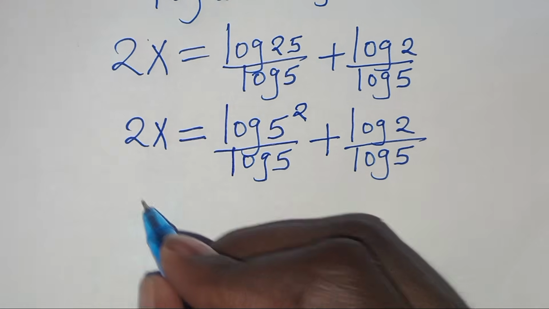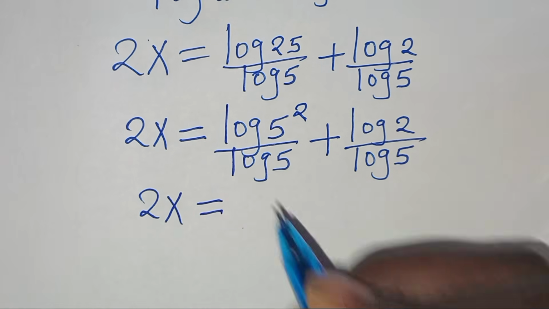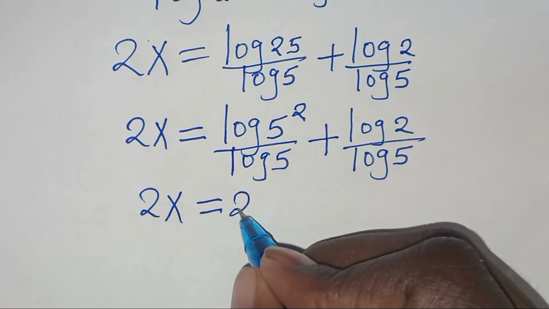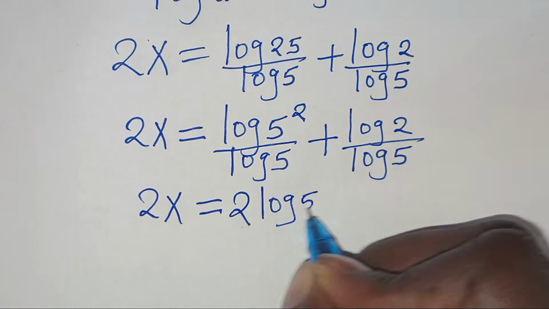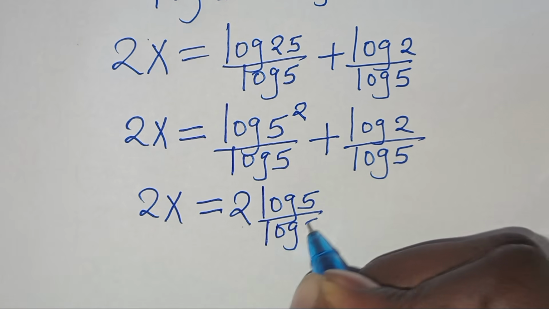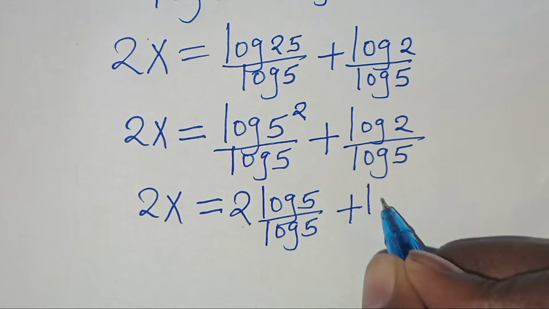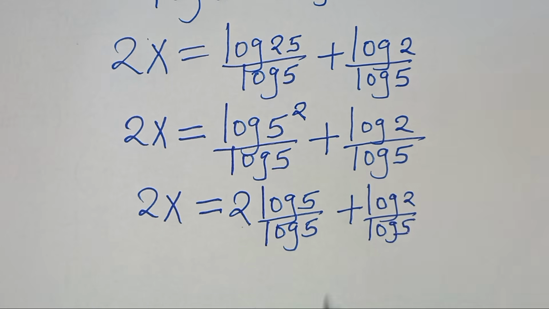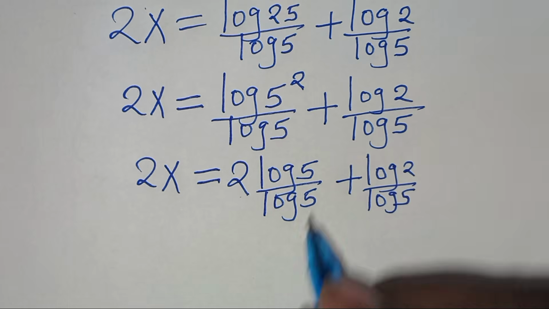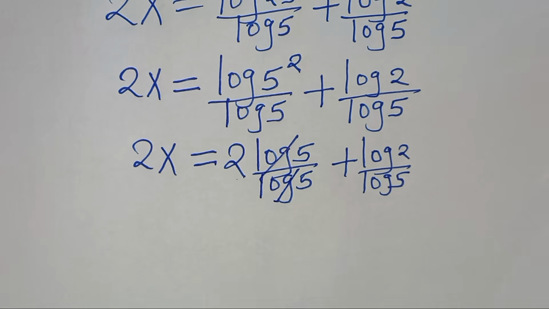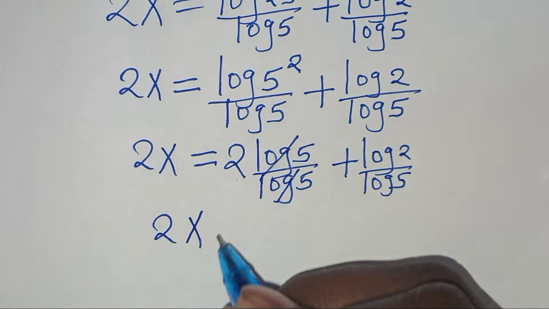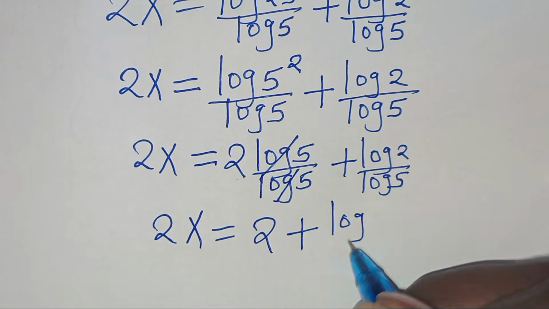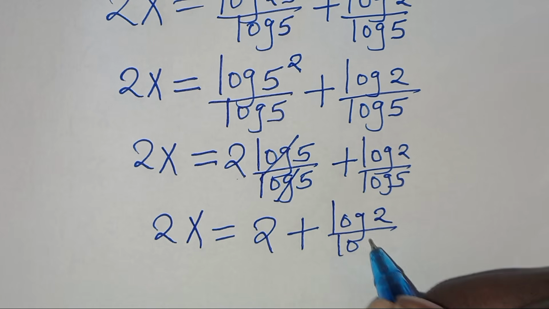The next step is that we have 2x equal to, let's apply the power log property here. Log 5 to the power of 2 becomes 2 log 5 divided by log 5, plus log 2 divided by log 5. So now we can simplify log 5 and log 5 so that we have 2x equal to 2 plus log 2 divided by log 5.